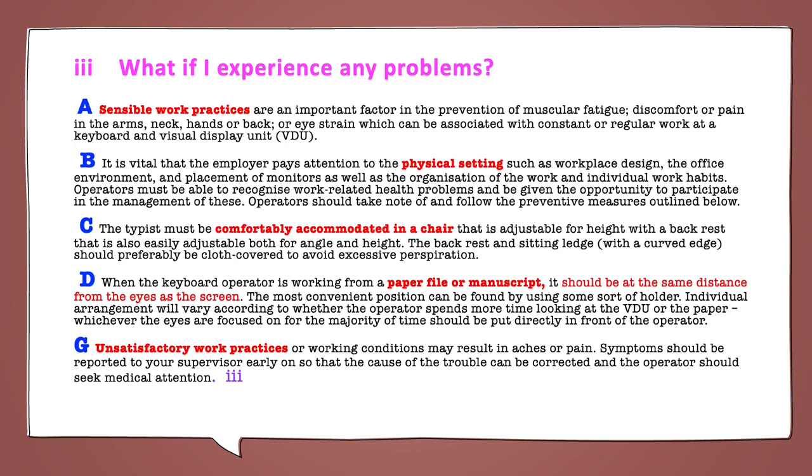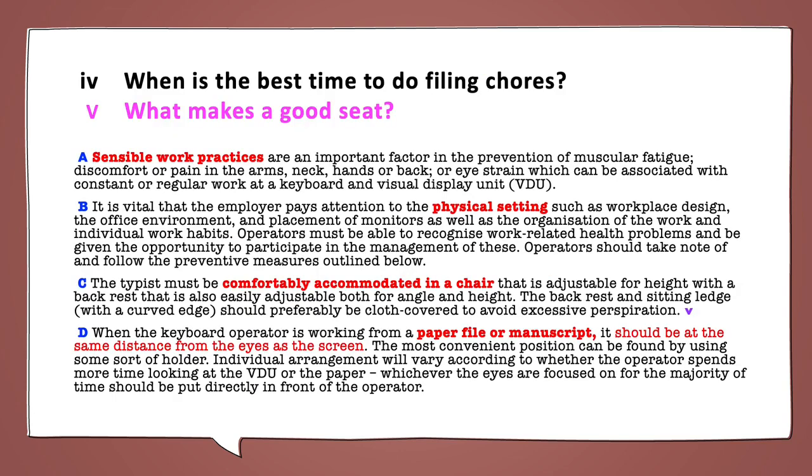What if I experience any problems? The only section that talks about administrative matters is the last one. All the others are related to arrangement of physical setting to avoid health problems. So the answer for the third heading is G. Now you can cross out G as well. And you have only A, B, C, and D to select.